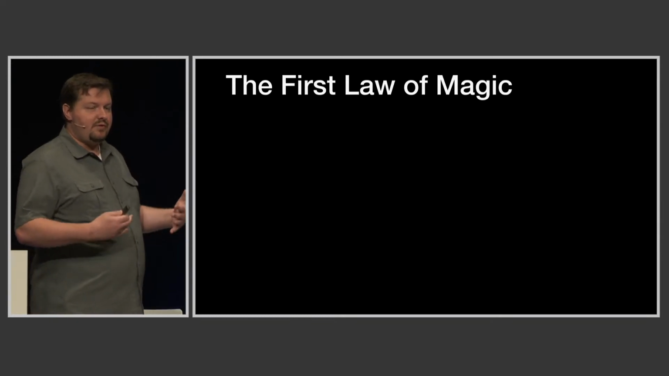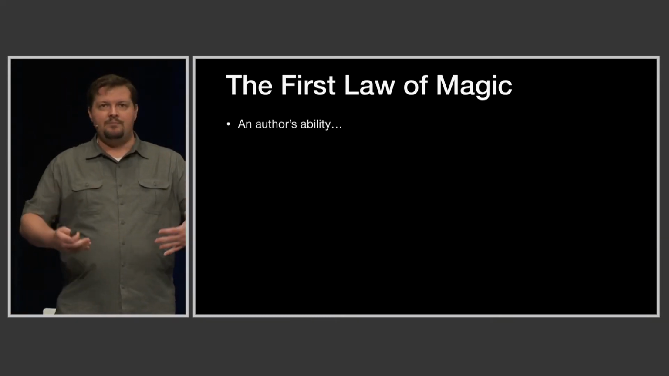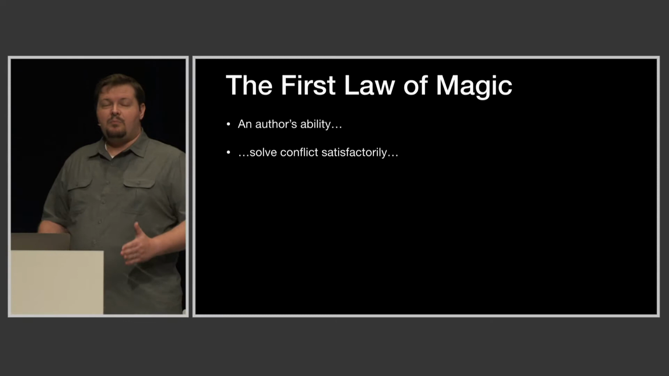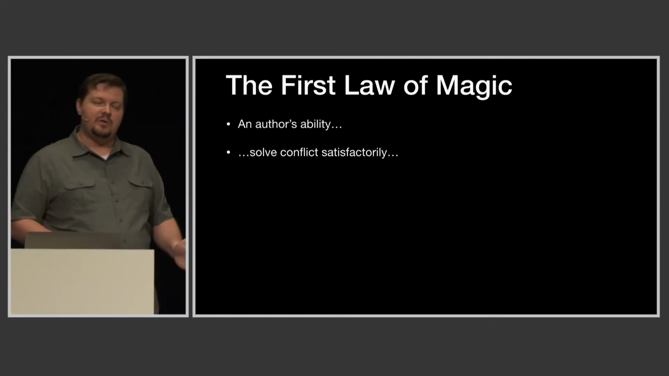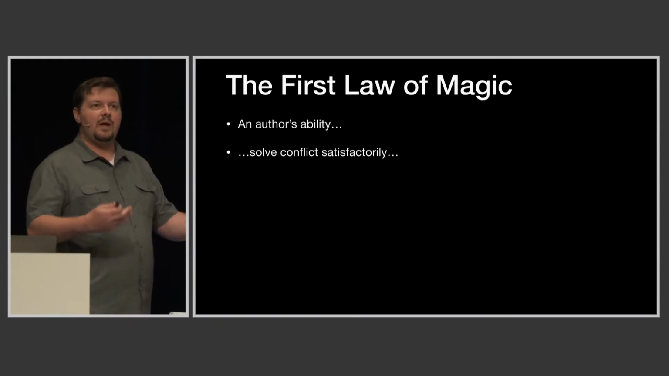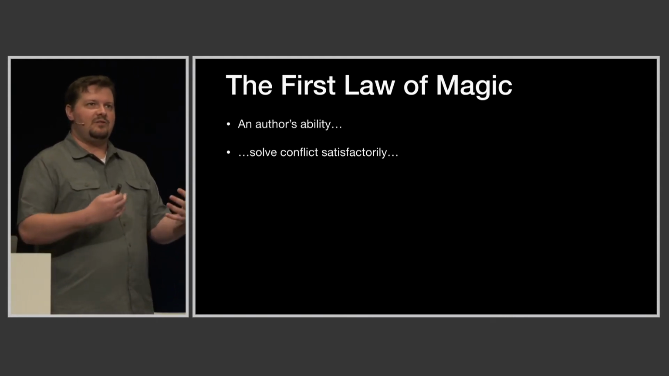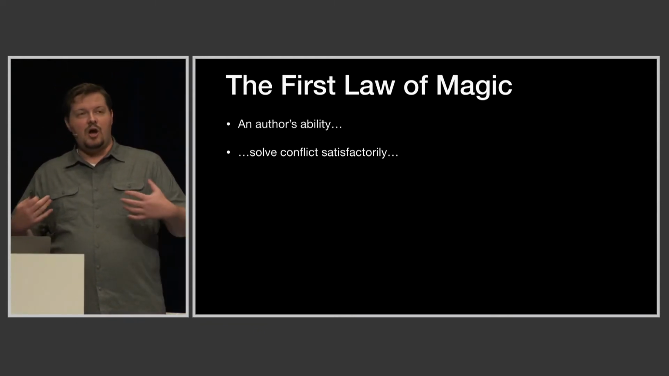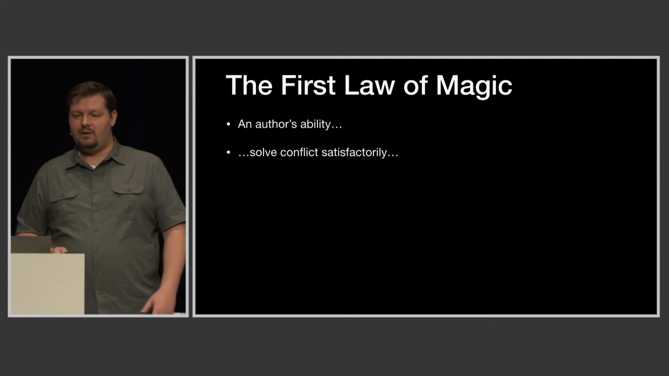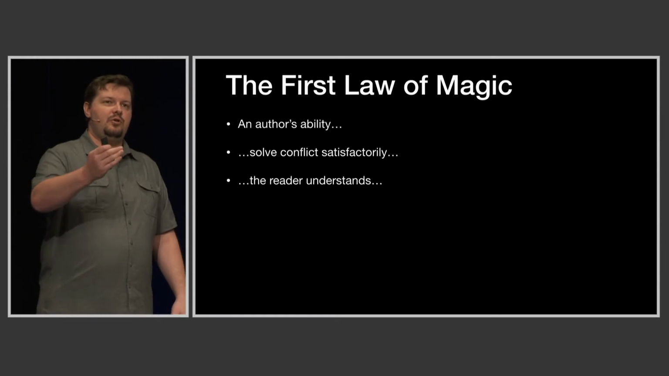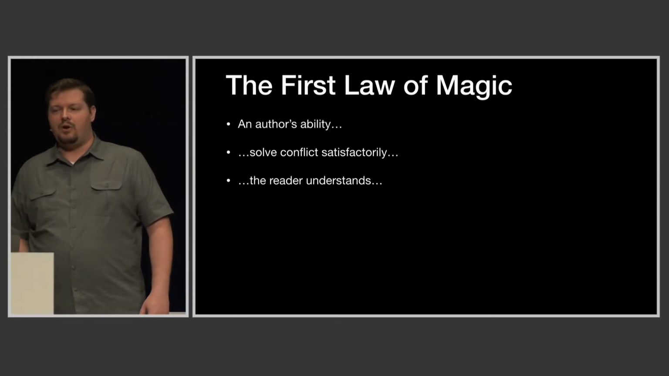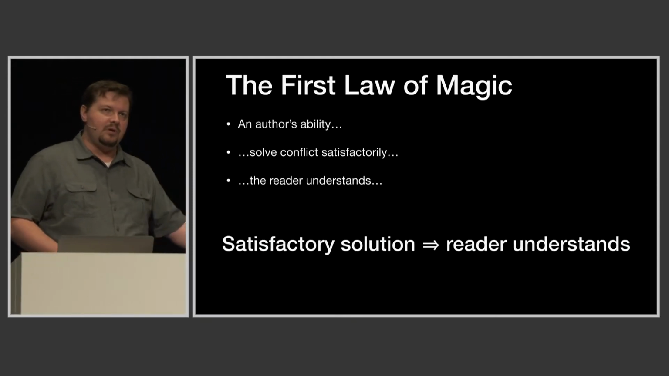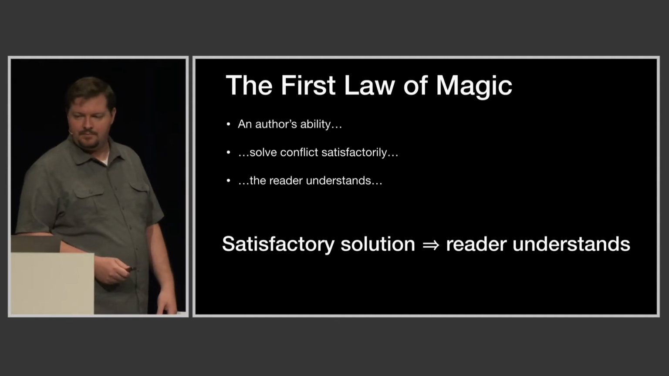The first law of magic first depends on an author's ability. It's an author's ability to do a specific thing, and that is solve problems. But not just solve problems, solve them satisfactorily, in a way that is nice and pleasing, and good and makes sense. And an author's ability to do this depends not necessarily on your ability as an author, but on the reader's understanding of how it all works. So if you want a satisfactory solution to a problem, your reader, your user, has to understand what's going on.